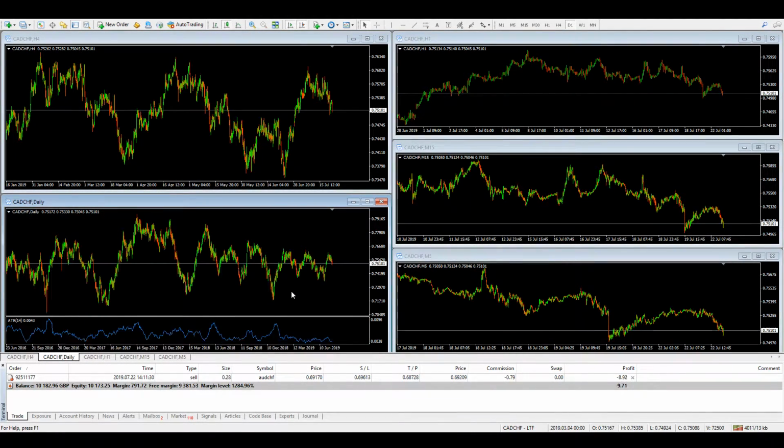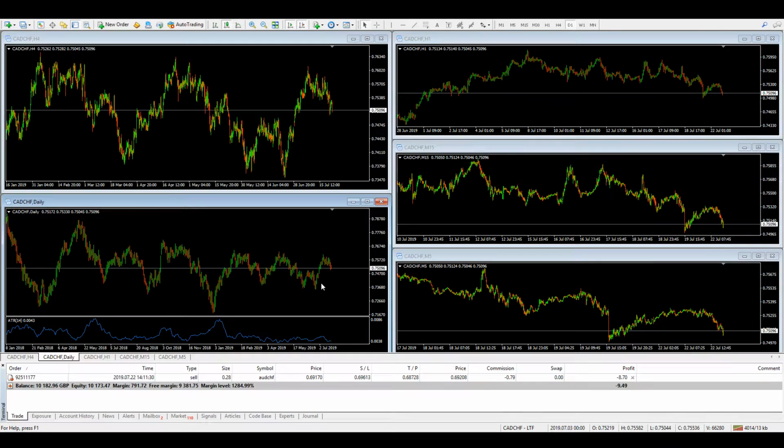This is a bit too choppy, so very sideways market, so there's no definable up or down in terms of the trend, so I'd pass on that.